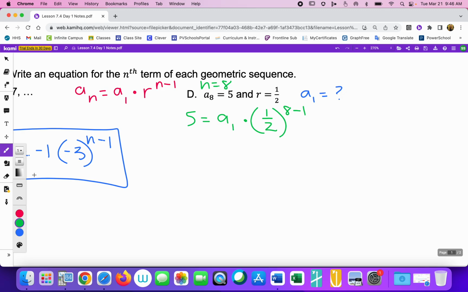So we still have 5. And that's equal to A1 times 1/128. So we simplified this part here. Now how do you get A1 by itself? Well, you're dividing by a fraction. And how do you divide by fractions? Multiply by the reciprocal. So if you multiply by the denominator, 128 on both sides, that'll get rid of it over here. What is 128 times 5?